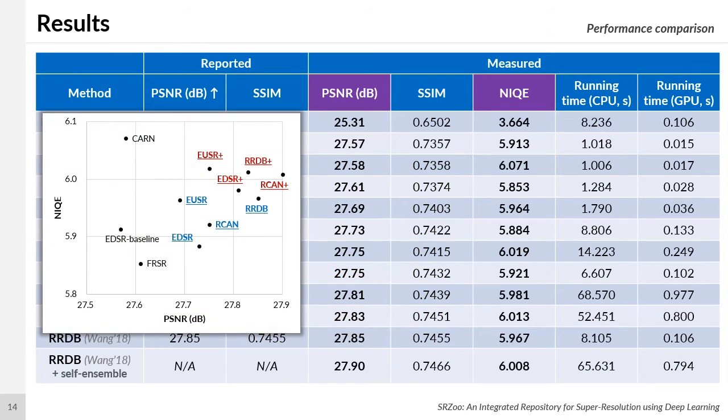This figure compares the SR models with respect to PSNR and NIQE values. It shows that there is no significant correlation between PSNR and NIQE values. However, it shows that employing geometric self-ensemble is harmful to perceptual quality, even though it is beneficial to reduce the distortion.